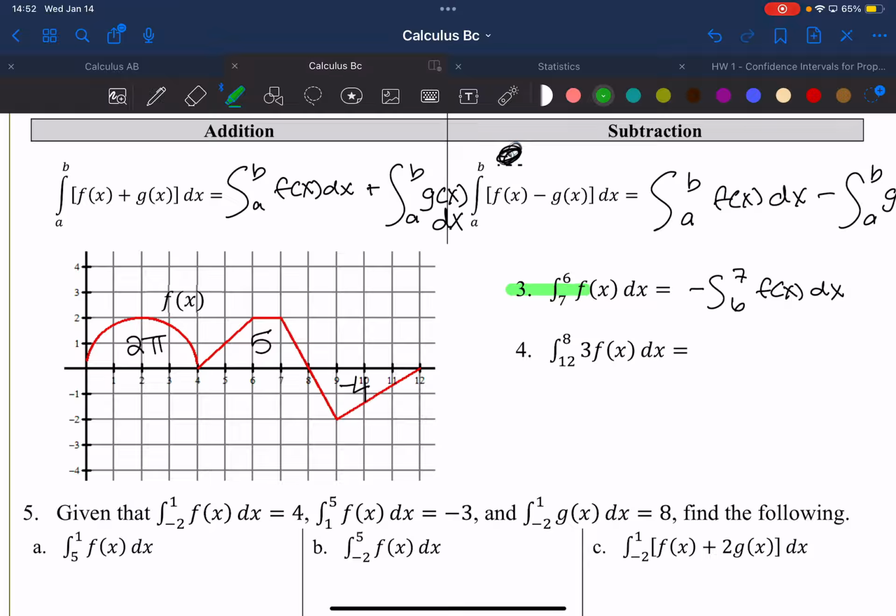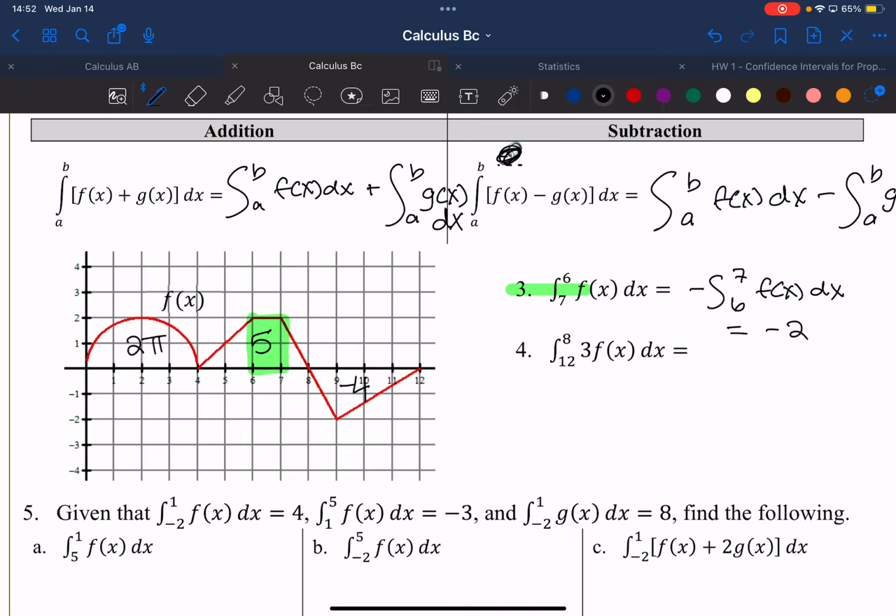Color coding it on 3, I'm looking at 6 to 7. That is this area here. Since these are 1 by 1 boxes, I can simply say that the area of that box is 2, but since the integral is negative, our answer is negative 2. Yes? Why didn't you use the universal limits here? Because our lower bound should always be our smaller number.